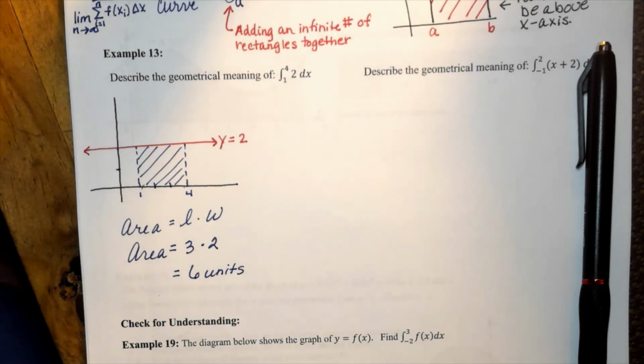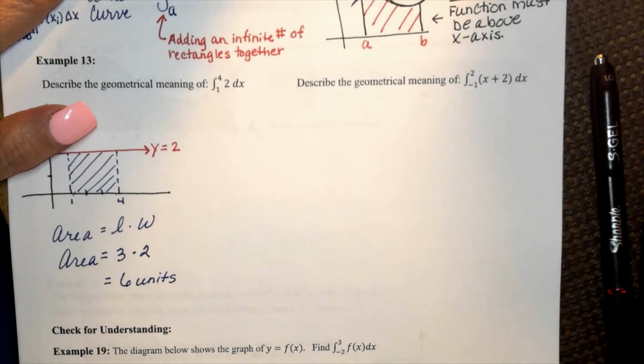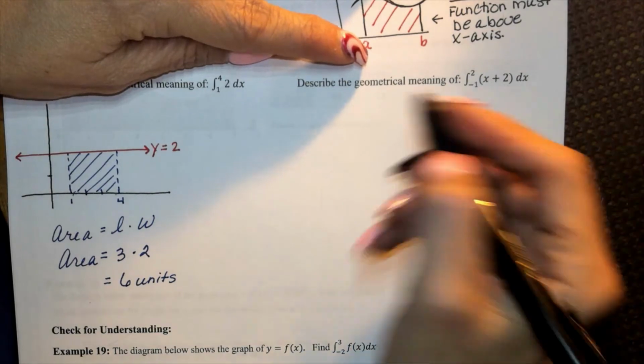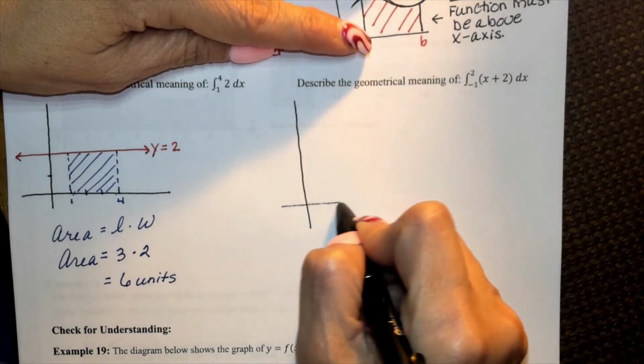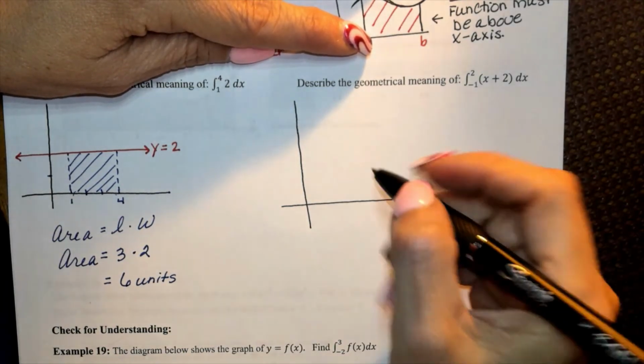Are they all going to be that easy? No, of course not. It wouldn't be calculus if they were. All right, let's try the next one. Describe the geometrical meaning of the integral from -1 to 2 of x plus 2. So we're going to start off, we're going to draw it. We're going to graph it. x plus 2.